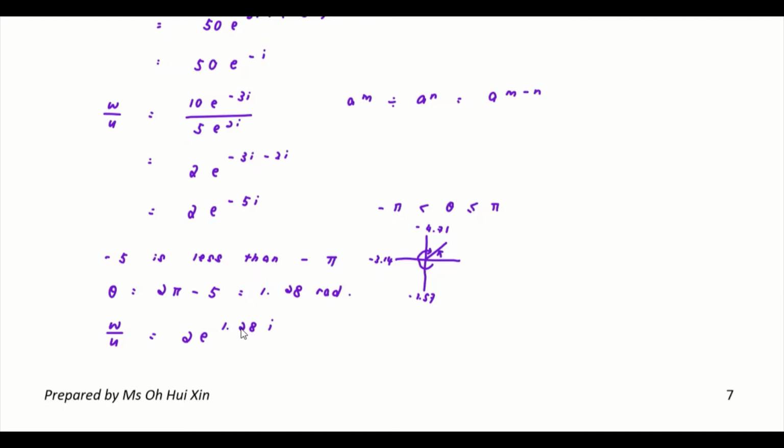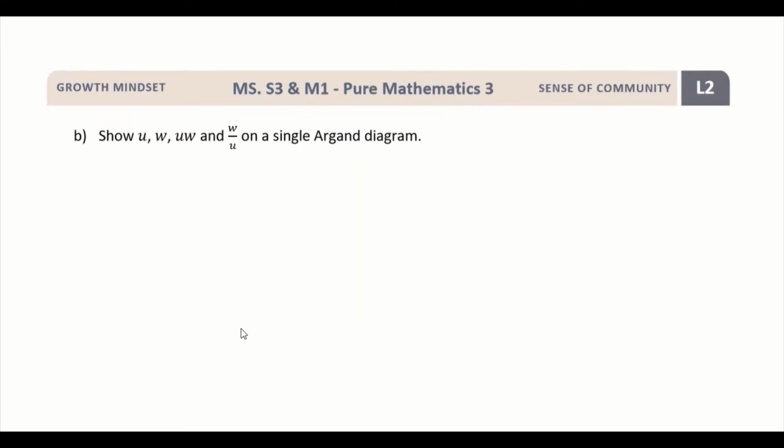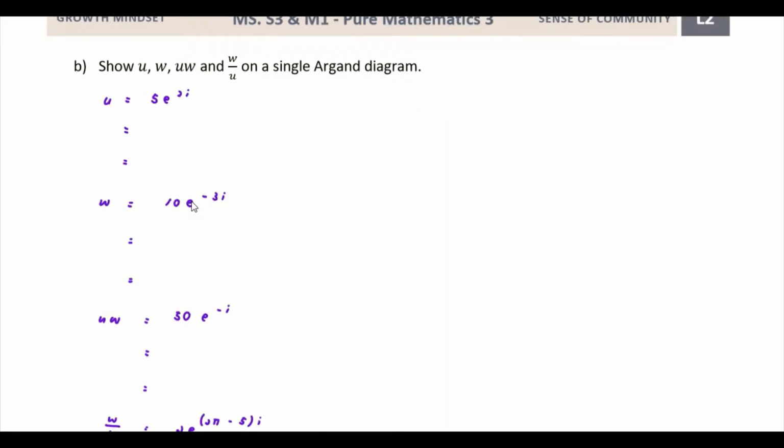Okay, now let's move on to part B. Show u, w, uw, and also w over u on a single Argand diagram. Let me copy down the information so we can go faster. There are two ways you can do this. The first one is that you can check the angle, the argument, and also the radius. Then you can decide how long the line is and what the angle will look like. So for example, if this is my diagram, I will have things like this.